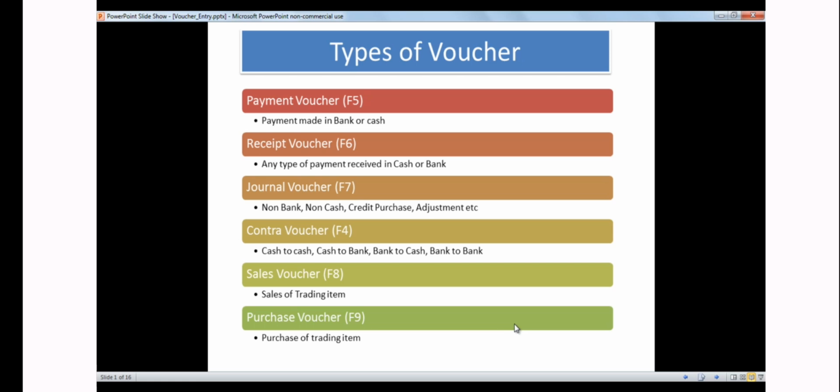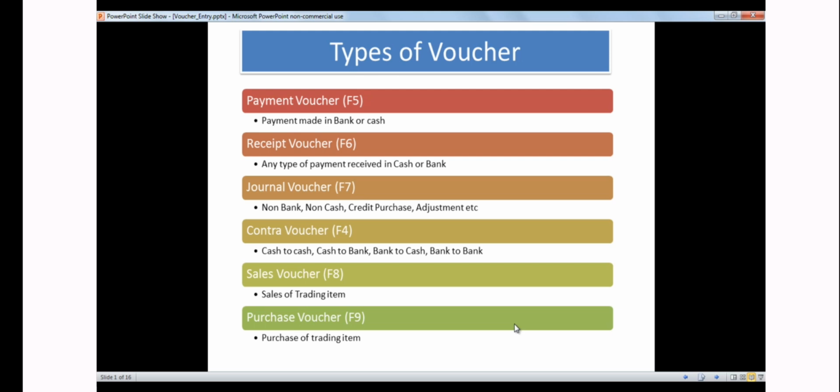Similarly, with purchase voucher, the shortcut is F9, purchase of trading item. Let's say if I am purchasing a computer which is a fixed asset for a training company, that will not be considered under purchase voucher because I am purchasing a fixed asset. If I am purchasing something which is related to my trading item, then that will be considered under purchase voucher. Let's say again a shirt manufacturing company is purchasing cotton. It's a raw material in order to produce shirts, so that will be considered under purchase voucher.